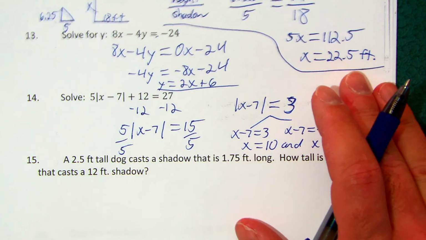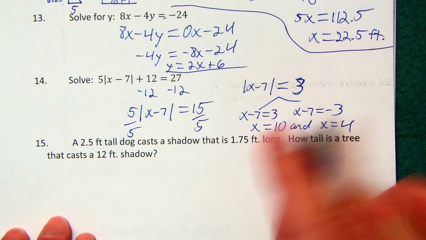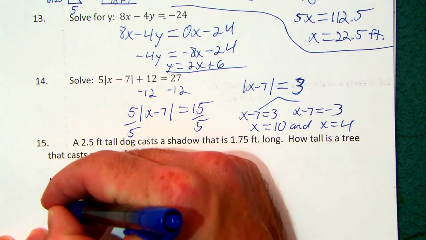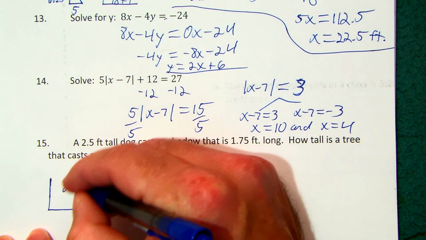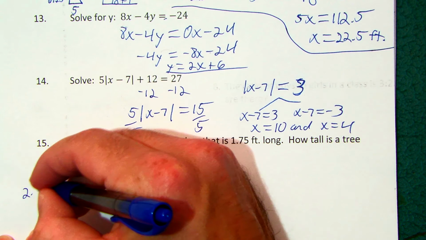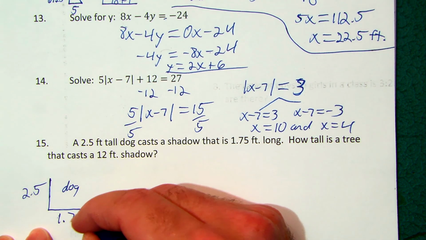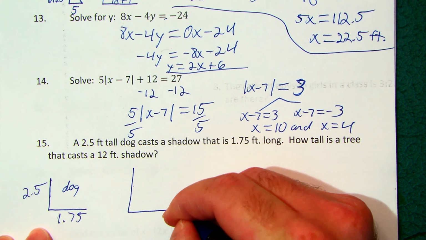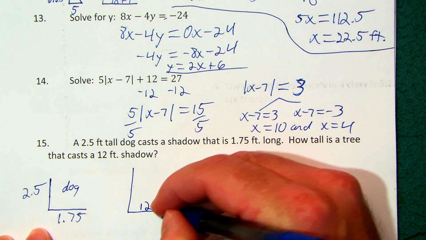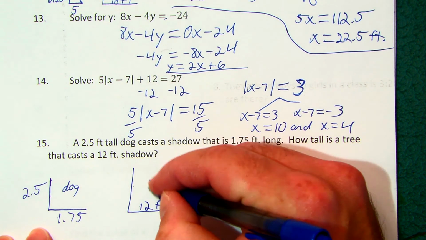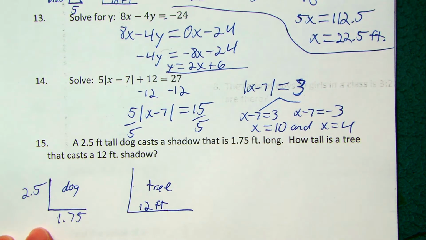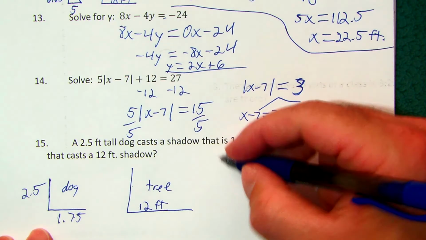Again, here's another one with the shadows. So dog will go first. It's 2.5 feet tall. Shadow is 1.75. So the tree's got a 12-foot shadow. So we're going to go height divided by the shadow.